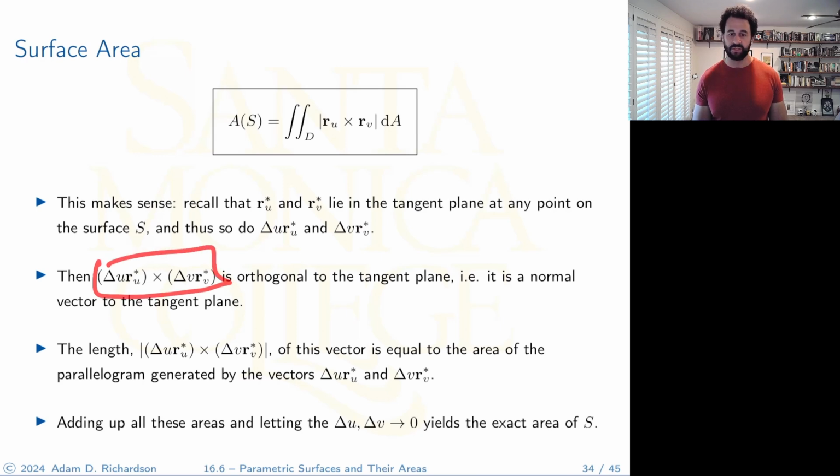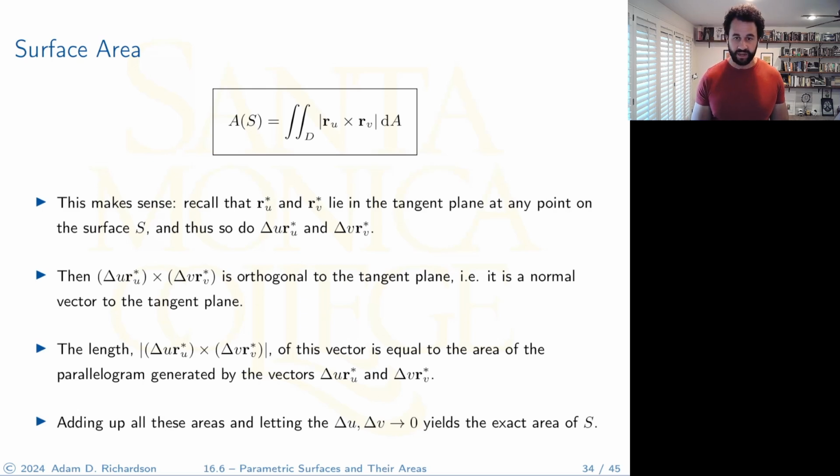The cross product of those two vectors is going to be orthogonal to the tangent plane. It's a normal vector, right? And then the length of that cross product is the area of that parallelogram that we saw in the previous slide. So this length is literally the area of that parallelogram. So add all of those areas up. Let u and v go to 0, or delta u, delta v go to 0. So let the partition get more refined, and then you get the exact area of S in the limit, as long as the limit exists.